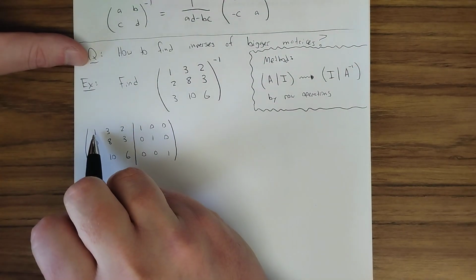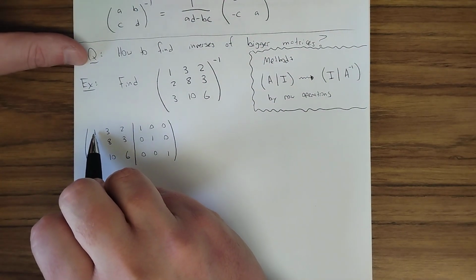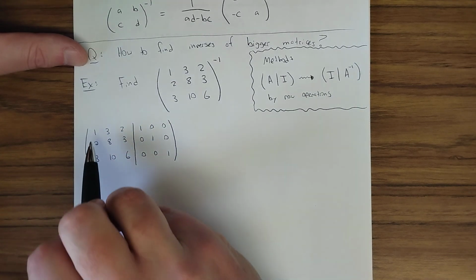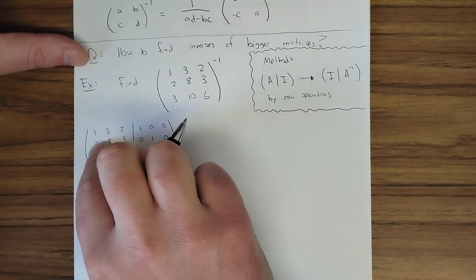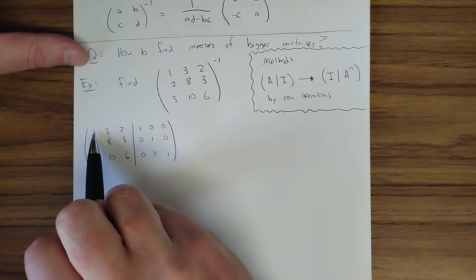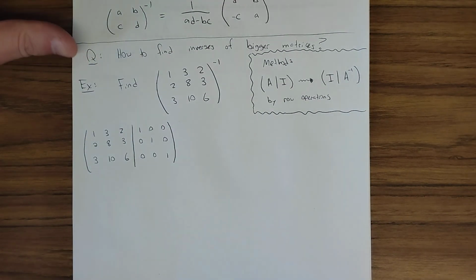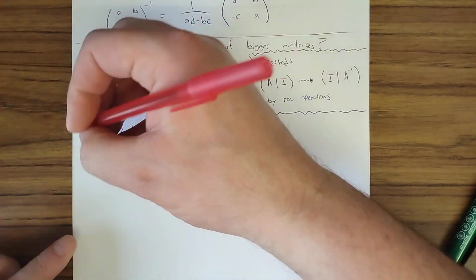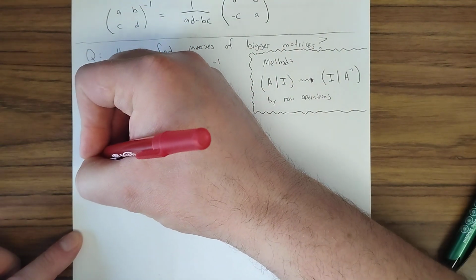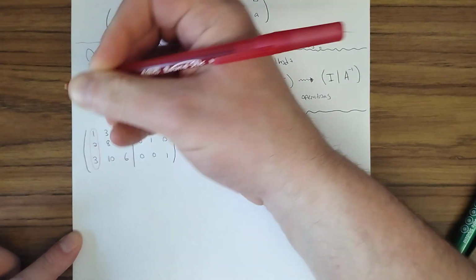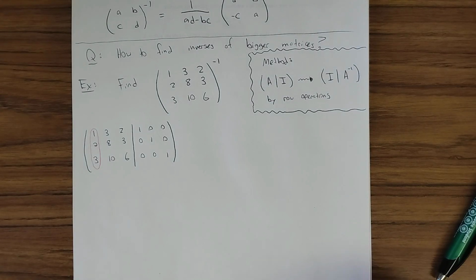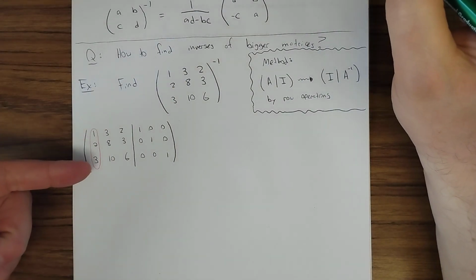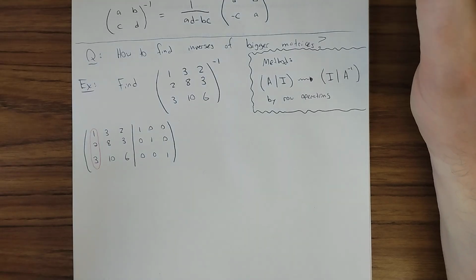Anyway, the first thing I would do is try to get a 1 up here, and I already have it. If I didn't have it, there's a number of things I could do. I could try to swap 2 rows if I see a 1 underneath. I could also take whatever number's there and divide the whole thing by it, as long as I'm not dividing by 0. But I've got my 1 there, so I'm happy. As I like to say, I sweep from left to right and try to get this column the way I want it, and then I'll move to the next column and so on.